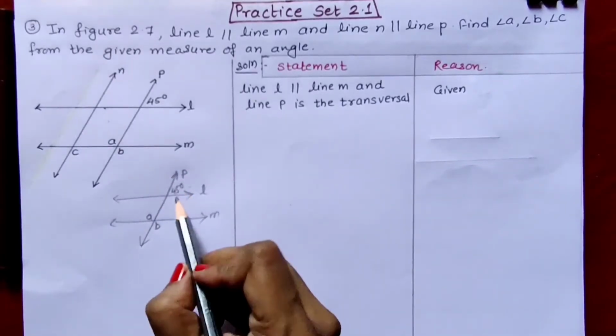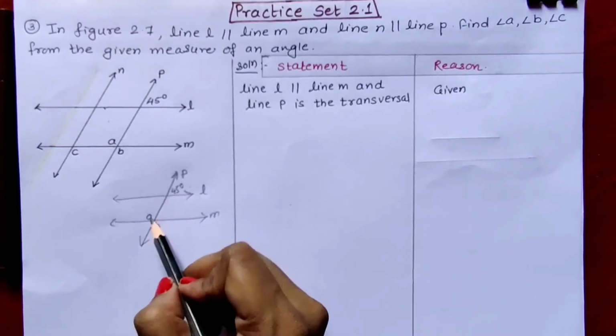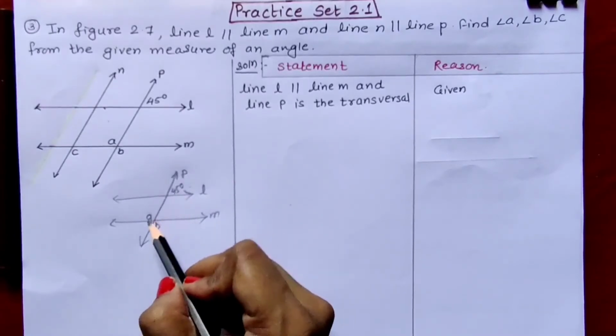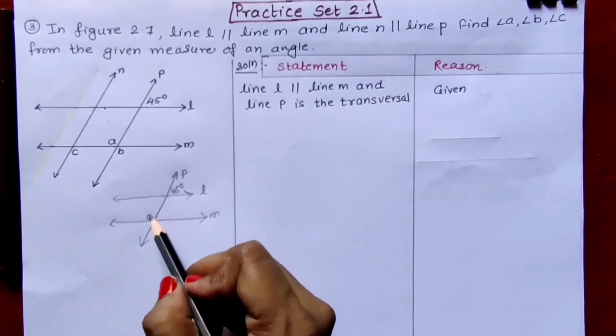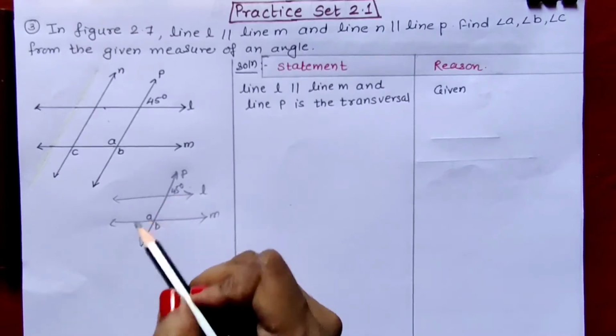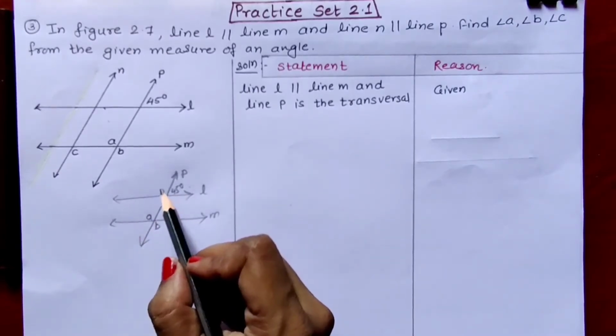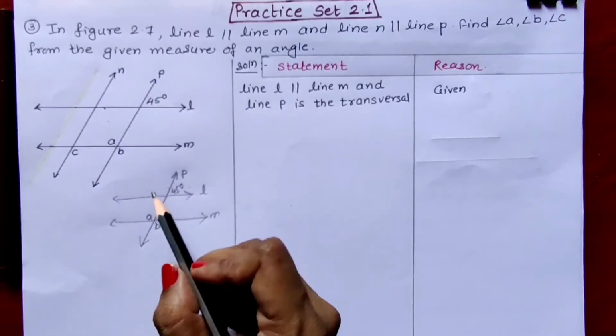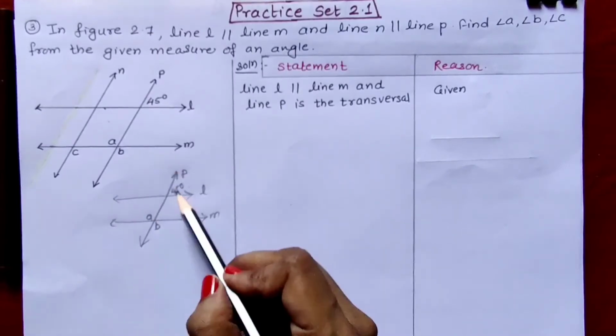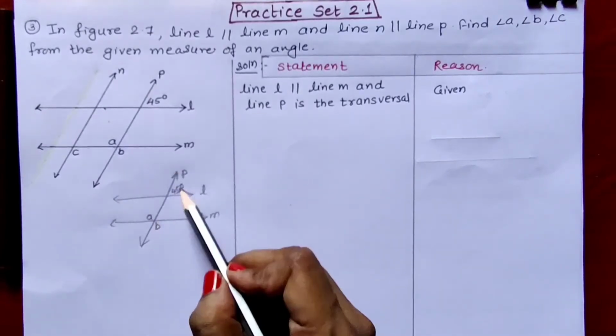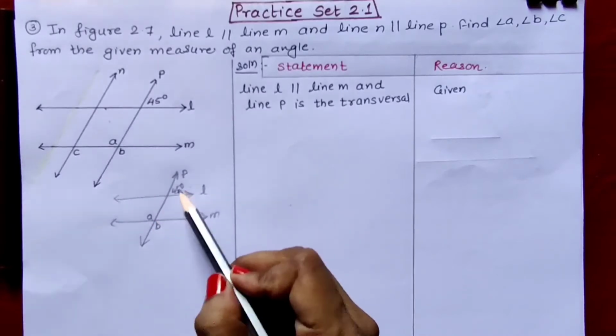B. So when you observe 45 and A, there is no connection. They are not corresponding angles. They are not alternate angles. They are not interior angles. They are not any type of angles. They are not angles forming linear pair. They are not adjacent angles. So we cannot use any property for finding A from 45.